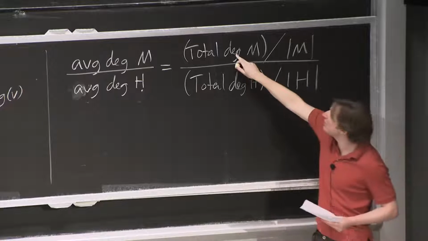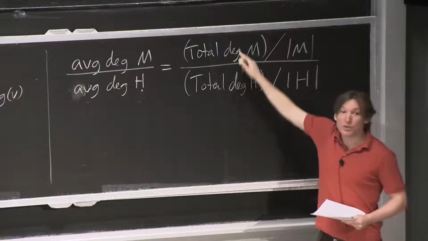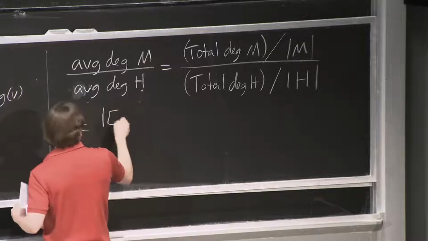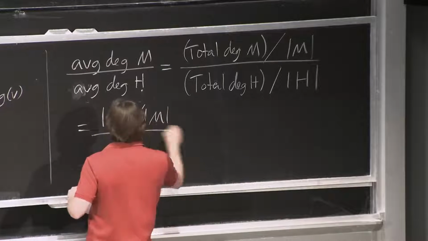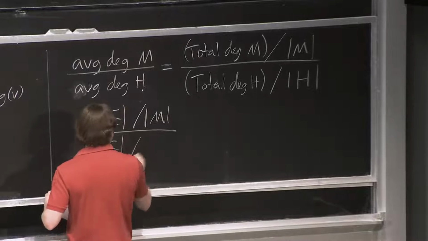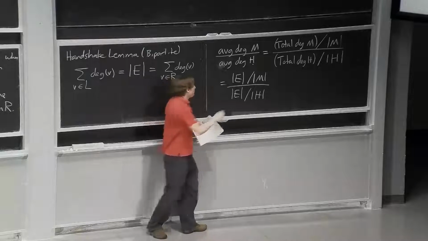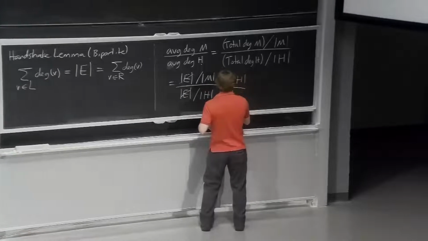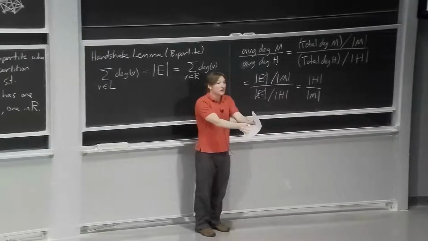OK, but we just said that the total degree on the M side and the total degree on the H side, both of those are equal to just the number of edges. So this is the number of edges divided by the size of M, divided by the number of edges divided by the size of H. The E's cancel. This just becomes the size of H divided by the size of M. All right, we've now caught up to your comment.